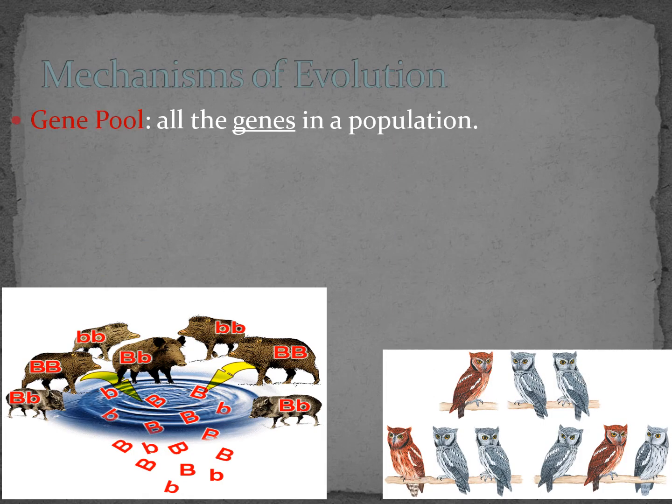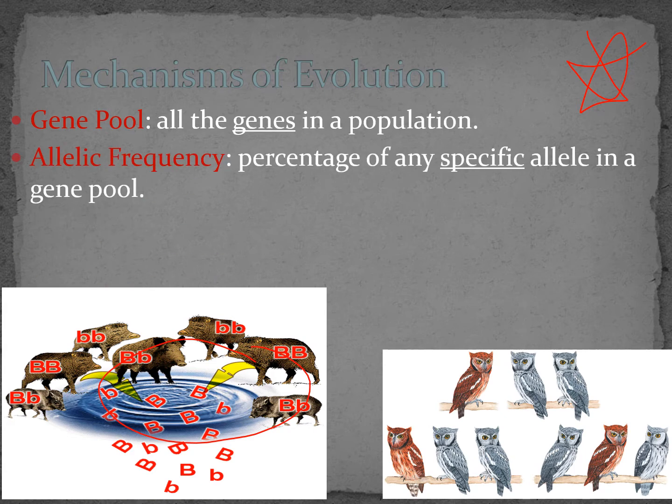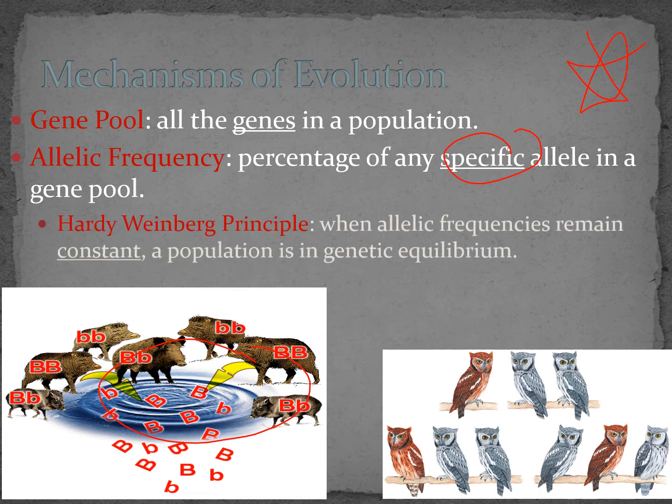So we have to know gene pool. You have to know these words. That's why I put a star. Gene pool: all the genes inside of a population. This is kind of like a pool with the hogs around it. All the genes are inside that population. Allele frequency is the percentage of a specific allele in that gene pool.